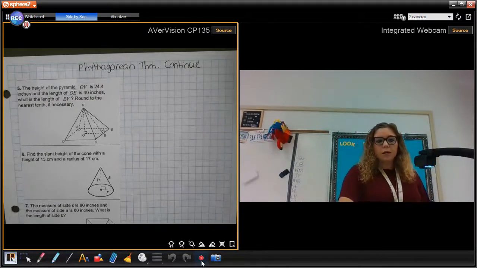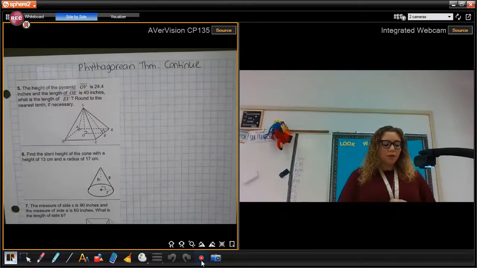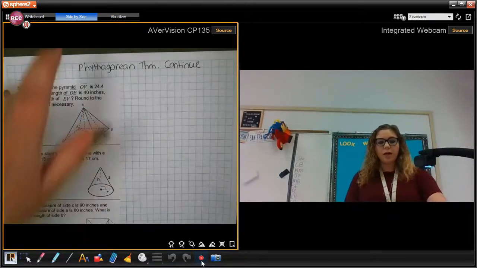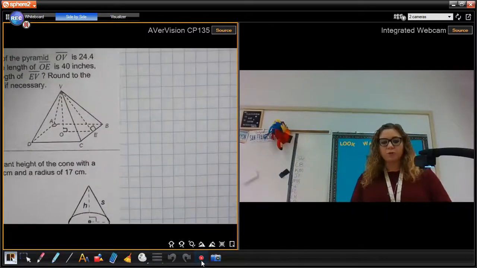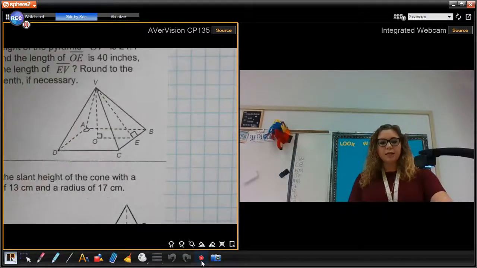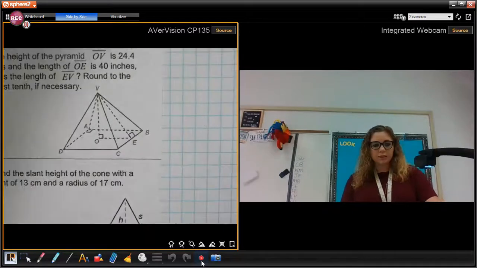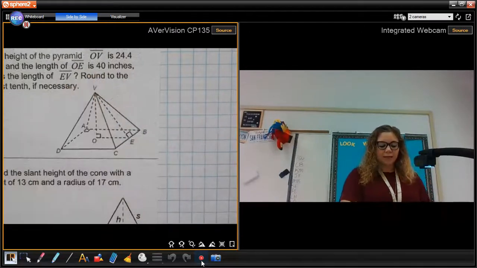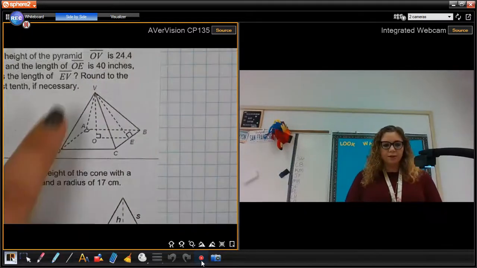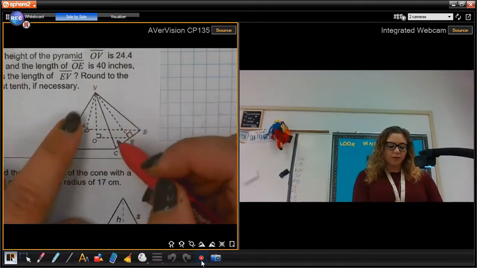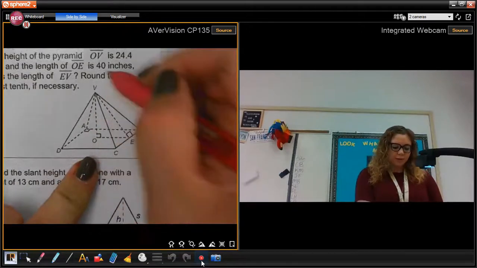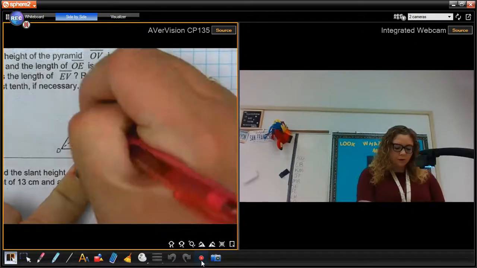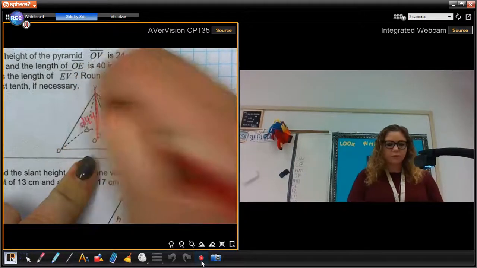The height of the pyramid OV is 24.4. Okay, and we're going to have to decipher what this is saying. So anytime you see OV with a line over it, that means the segment. That means the line. So I'm going to come down here and find the line OV. This is O, that's V. So this line right here is 24.4.